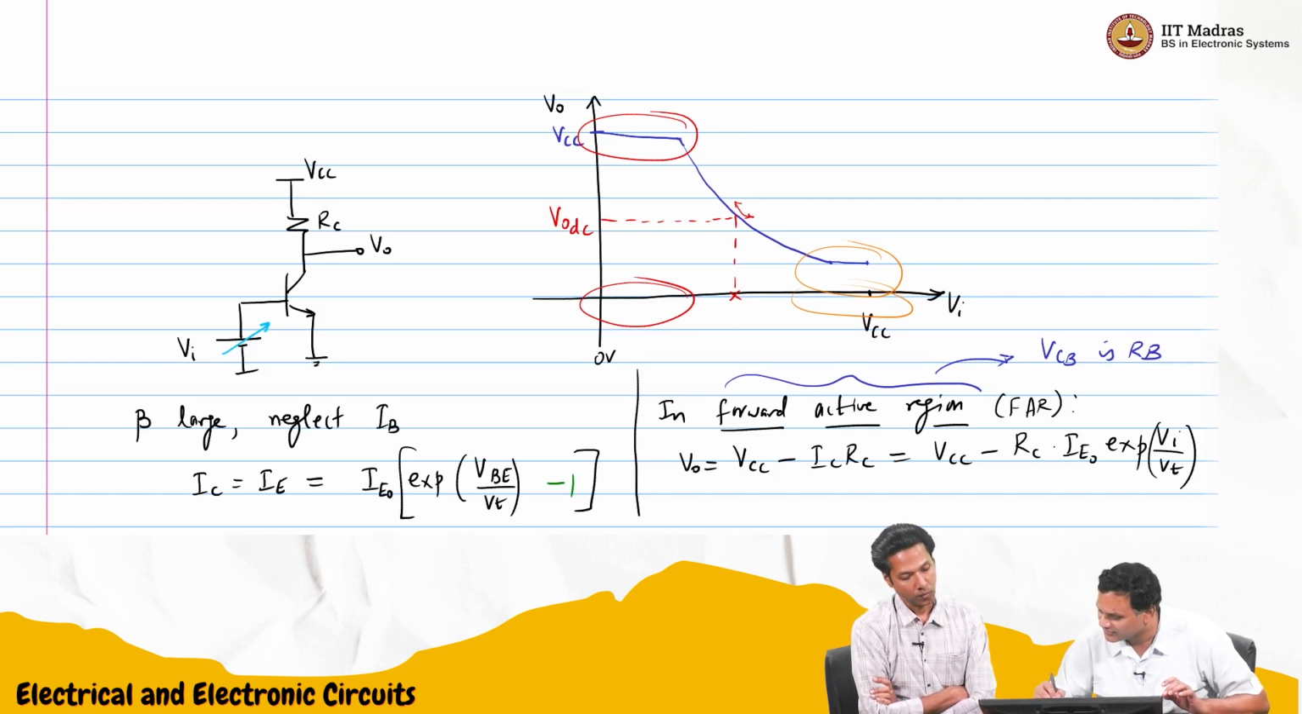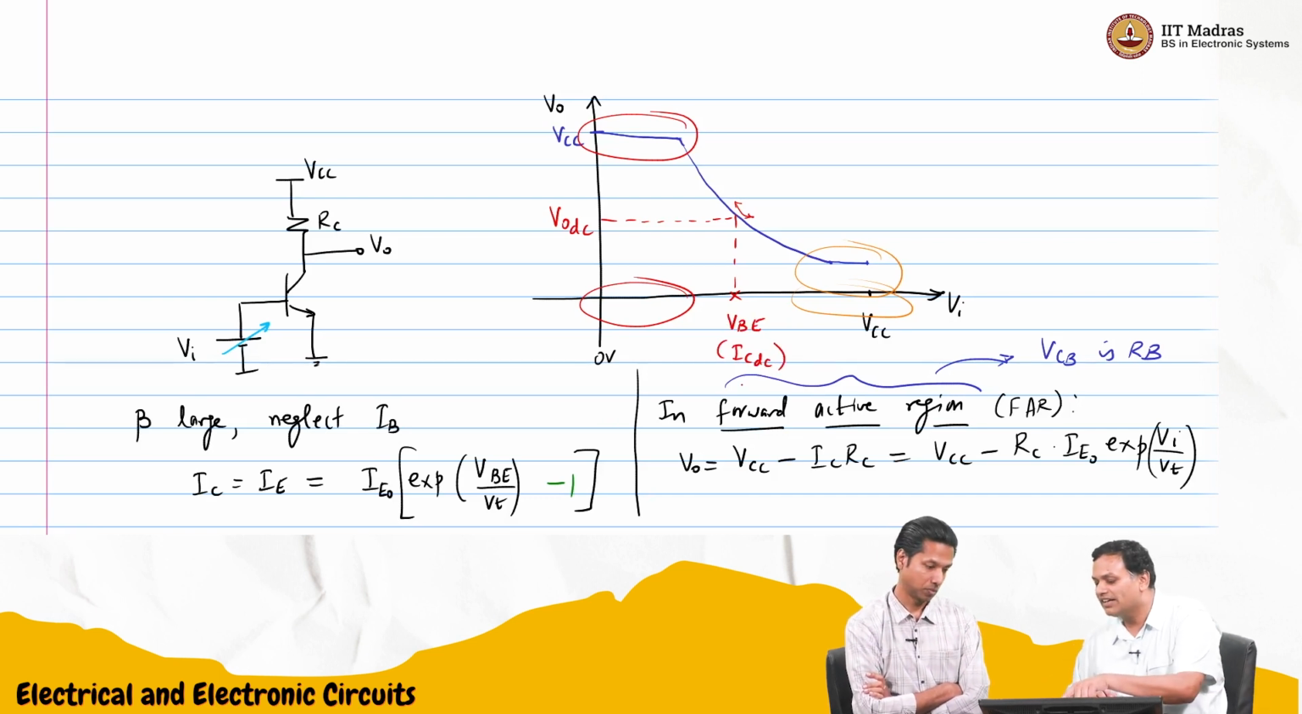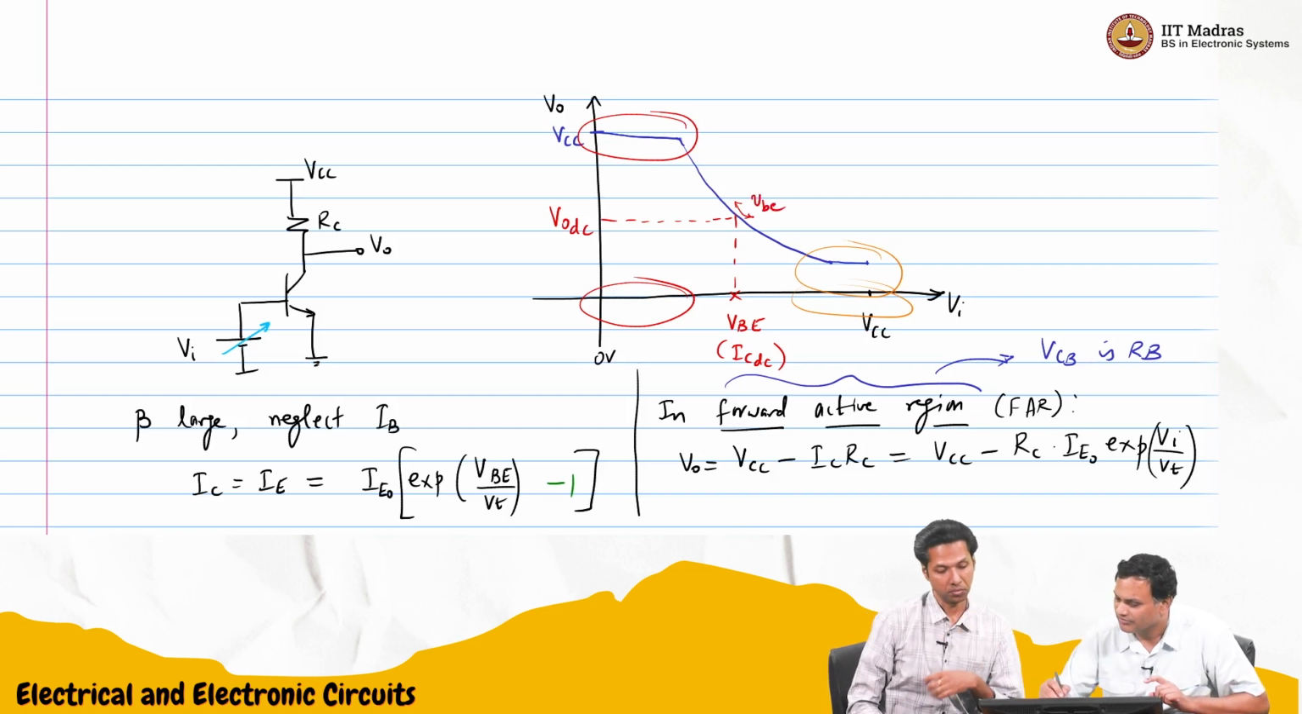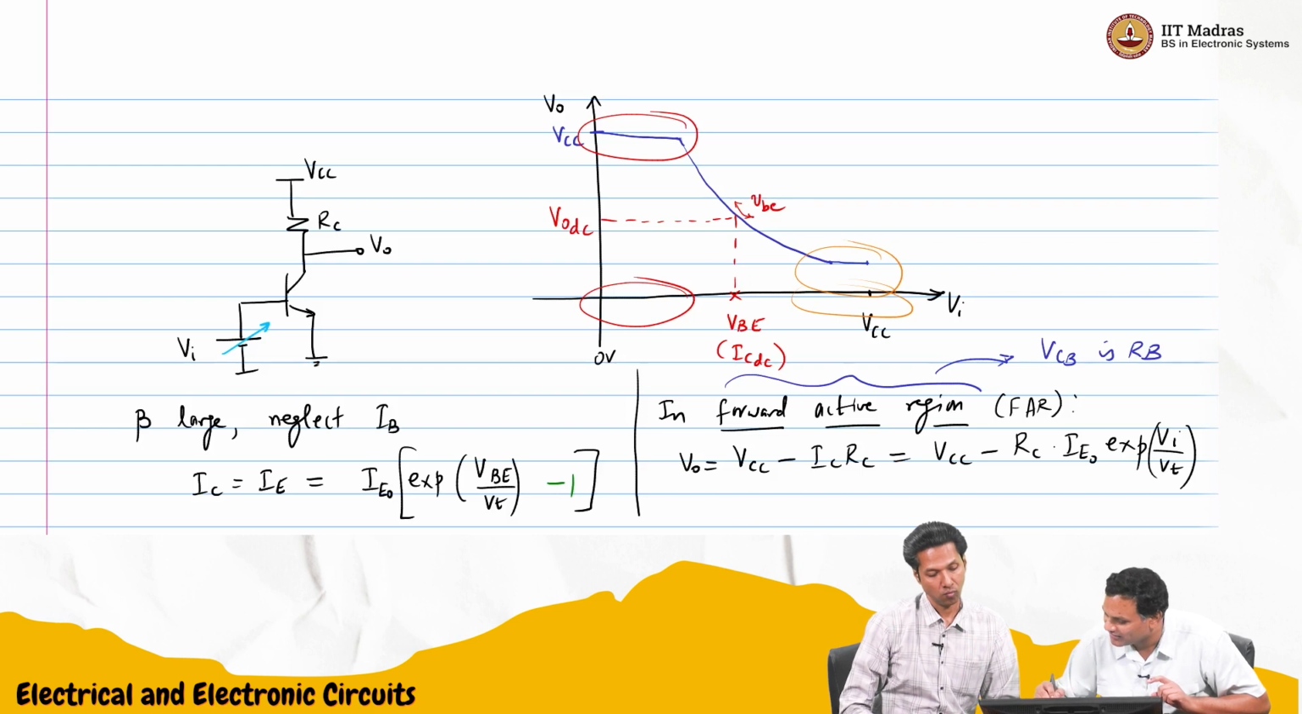I think I chose this color. VBE corresponds to IC-DC. Correct, that's what we said. And capital VBE plus some small VBE, around this point. So in other words, it will go back and forth like this, no? At any instant of time. Yes. Which means the output current also will go back and forth like that.